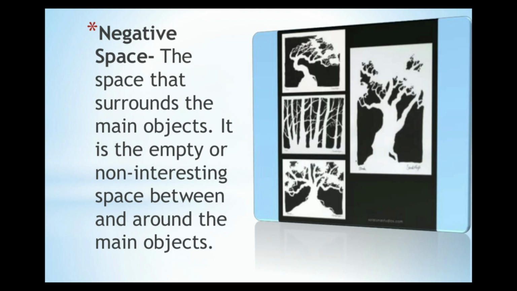Now, I've said space a whole bunch in just this slide, so I'm sure you're confused. So let's review one more time. When looking at this artwork over on the side, the positive space is the trees, which is illustrated with white. Those are the main focus of the artwork. The black space is the space surrounding the main focus of the trees, and that is the negative space. Are you confused still?